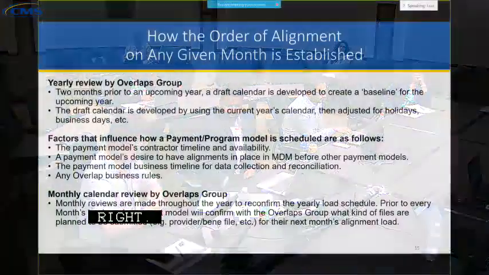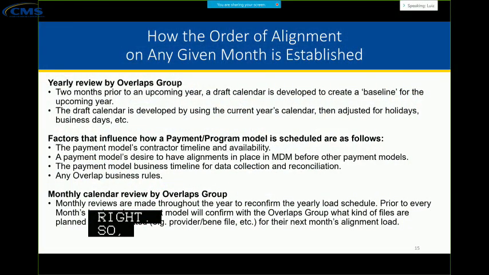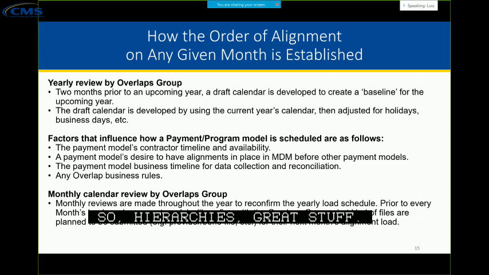All right. So here's overlap, alignments, hierarchies. Great stuff. Now, how the order of alignment in any given month is established.